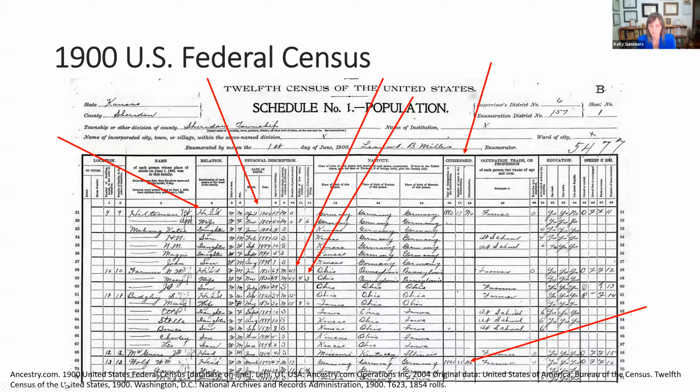And then we have the occupation over here. So this is a great one. Here's an example over here. They've been married 47 years.